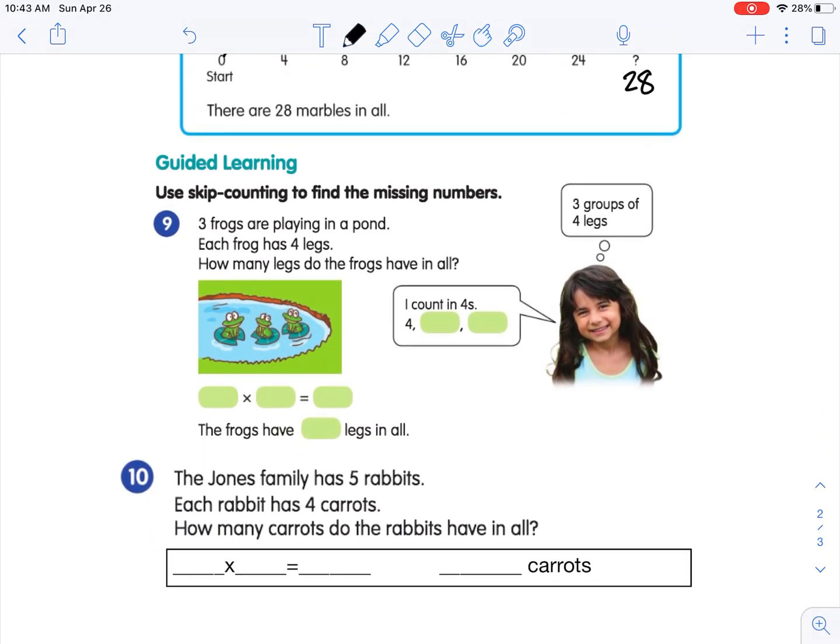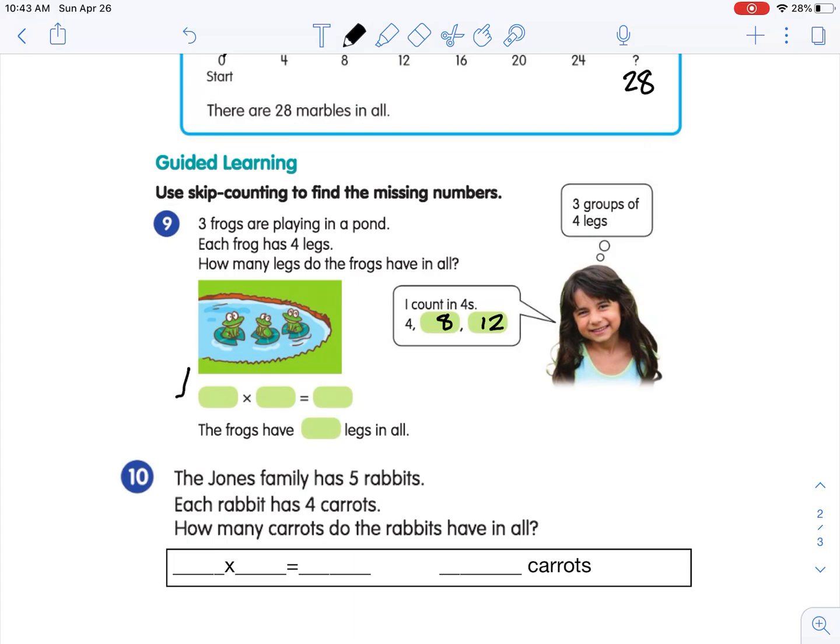All right, let's take a look at our guided learning. It says, use skip counting to find the missing numbers. Number 9 says, 3 frogs are playing in a pond. Each frog has 4 legs. How many legs do the frogs have in all? Let's take a look at what our friend over here is reminding us. She said 3 groups of 4 legs. I count in 4s. So she skipped counting by 4s 3 times. She already did the first one. 4, 8, 12. Let's think about it.